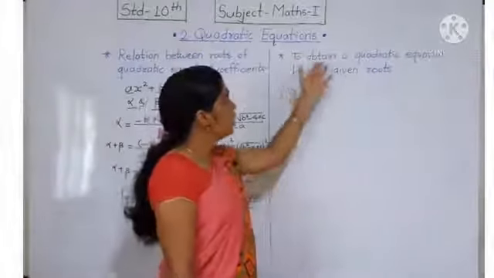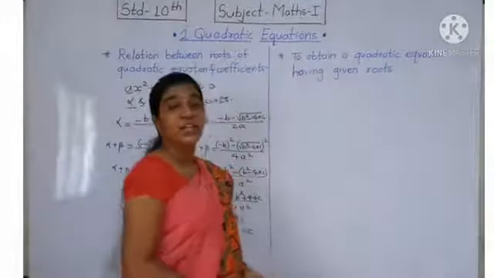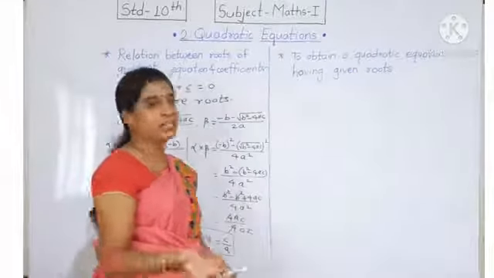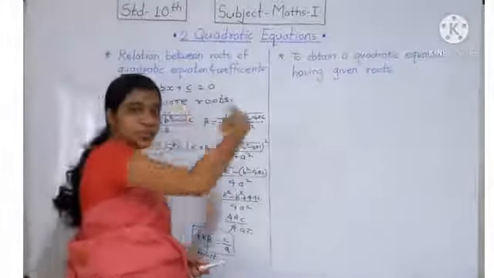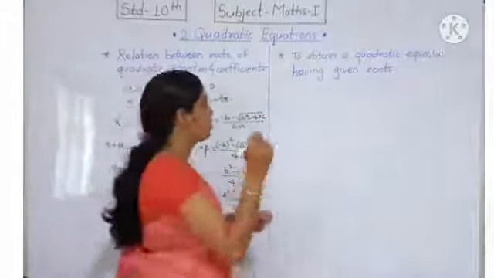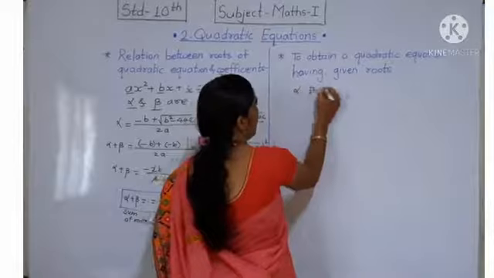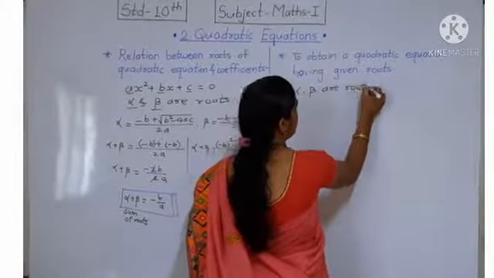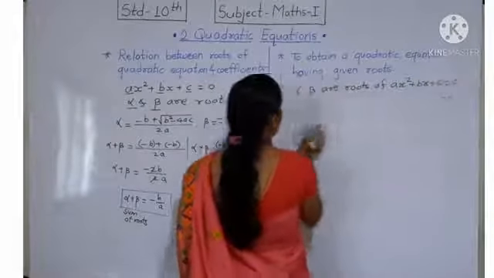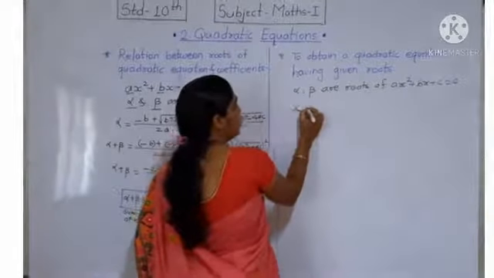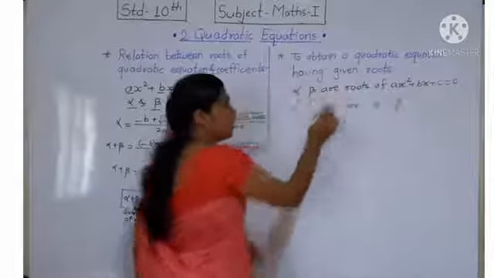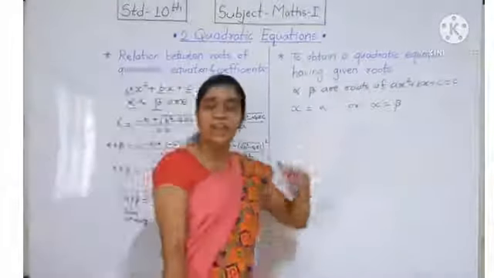Now the next one is to obtain a quadratic equation having given roots. If the roots are given, then we have to obtain the quadratic equation. Earlier the quadratic equation was given and we had to find the roots. Now roots are given, then how to find the quadratic equation? See, suppose alpha and beta are roots of the quadratic equation ax square plus bx plus c is equal to 0. Then what is the value of x? X is alpha or x is equal to beta, because these are the roots.